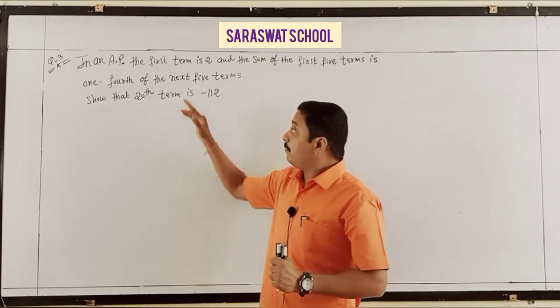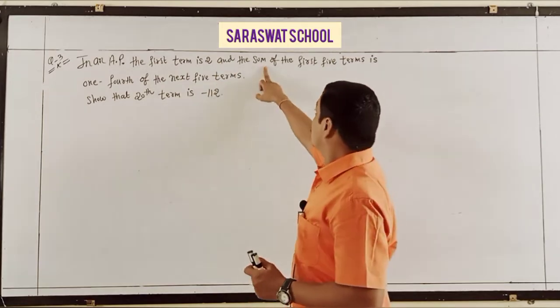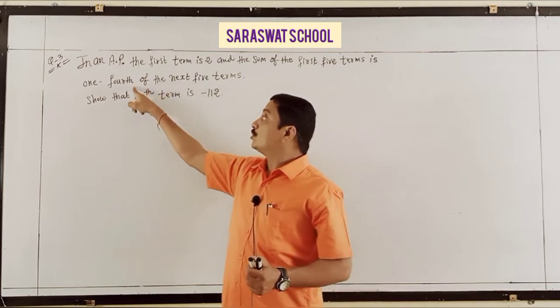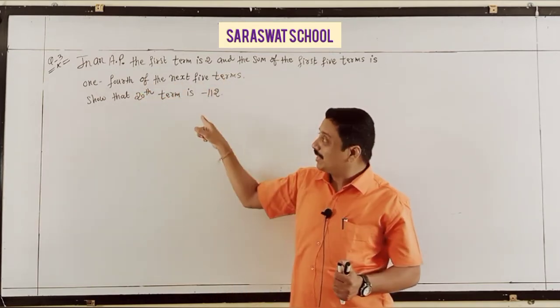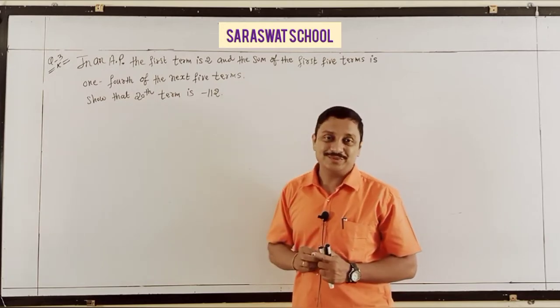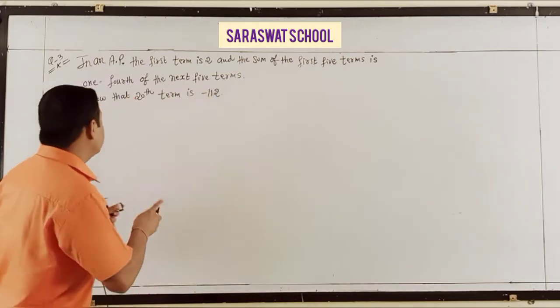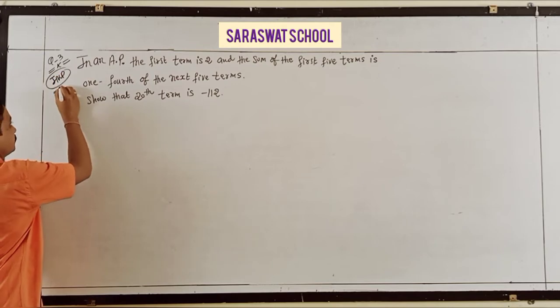If in an AP the first term is 2 and the sum of the first 5 terms is 1/4 of the next 5 terms, then prove that the 20th term is minus 112. Yes students, before starting this numerical, it is important and exam oriented. This is an important sum.